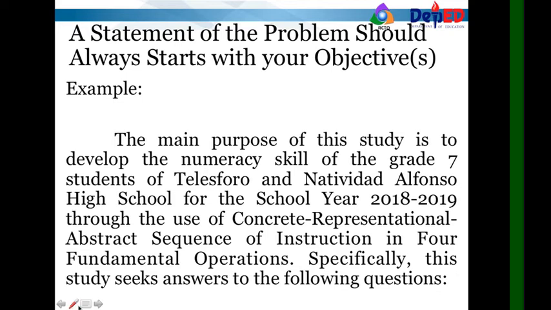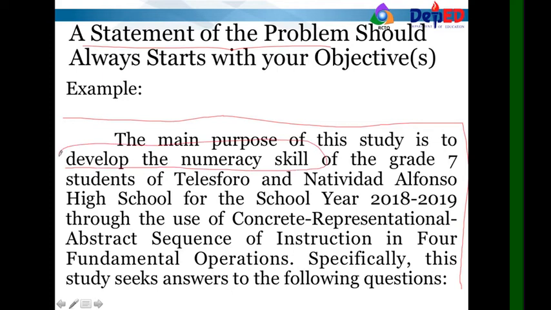Okay, bago tayo mag-proceed sa specific questions, pag-aralin muna natin ang objective na ito. So, ito ay isang halimbawa ng objective. Okay? Na maaari natin makita sa statement of the problem. Or, may ibang title ngayon na nakalagay, research questions. So, lagi nauuna yung objective. So, ang nakalagay dito is the main purpose of this study is to develop the numeracy skill. So, ang kanyang purpose ay ma-develop yung numeracy skill ng mga grade 7 students na nag-aaral sa school na ito.